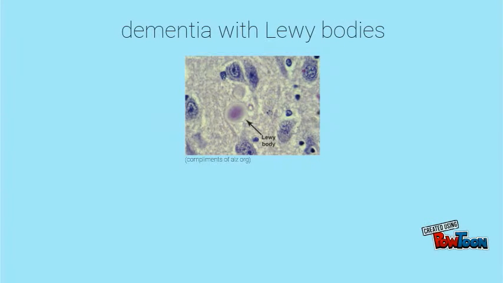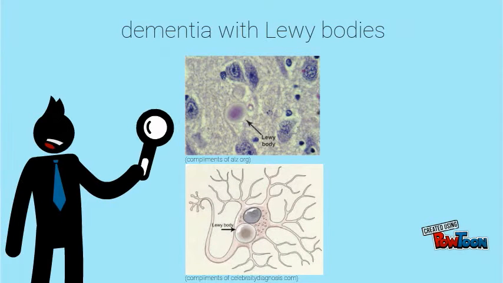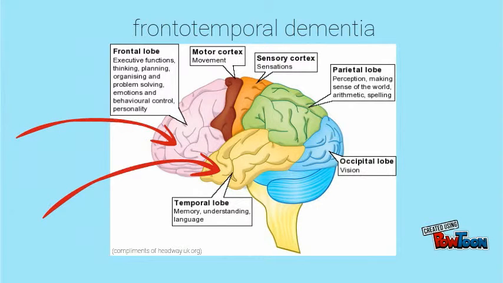Dementia with Lewy bodies is characterized by the presence of specific protein deposits, known as Lewy bodies, in the cerebral cortex, midbrain, and brainstem. Frontotemporal dementia has a spectrum of its own subcategories, all of them disorders caused by degeneration in the frontal and/or temporal lobes of the brain.